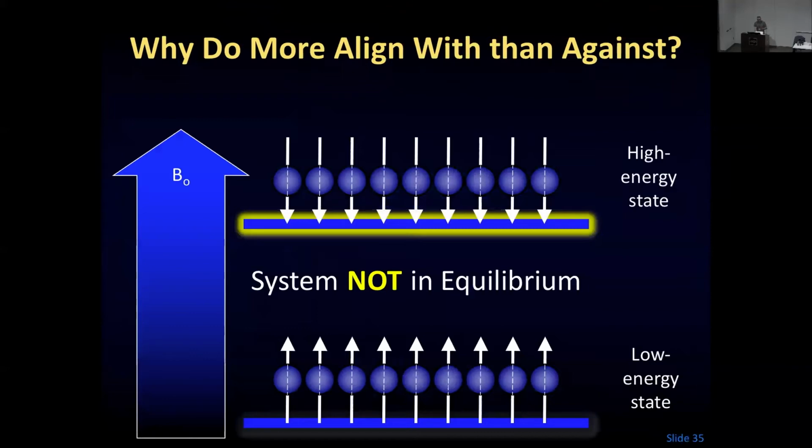Why do more protons align with than against? Because if you think about it, the protons that are pointing against the magnetic field are in a high energy state. So if we have half the protons in a high energy state and exactly half in a low energy state, this system is not in equilibrium. The system reaches equilibrium when just a small number of protons shift from high energy to low energy. And so the equilibrium is achieved when just the right number are in the low energy state and a slightly lower number are in the high energy state, and now we've reached equilibrium.